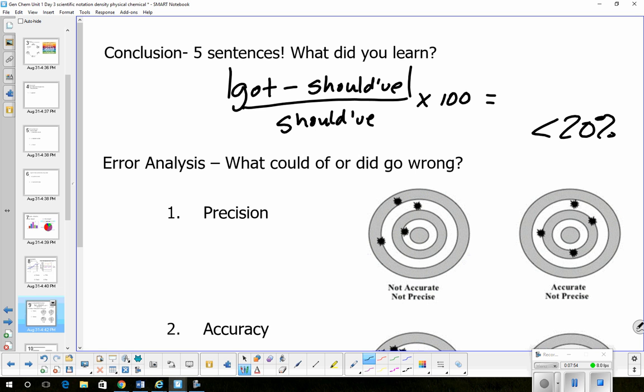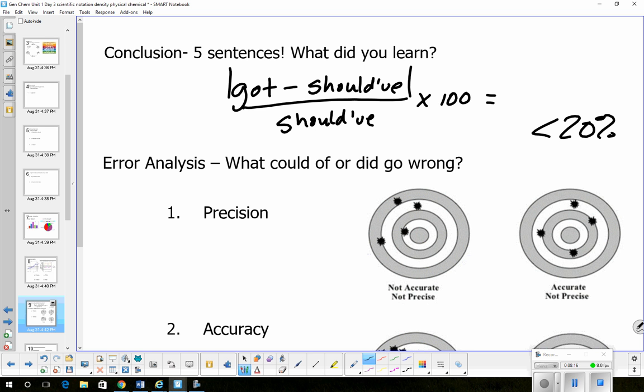Okay? Now, some labs I'm going to tell you, you're going to be off. I know you're going to be off. But we're doing this lab because I need you to learn these techniques. We don't have the equipment to make it under 20% because it's way too expensive. But we can get around there. Okay? So I'll be accepting bigger percent error.